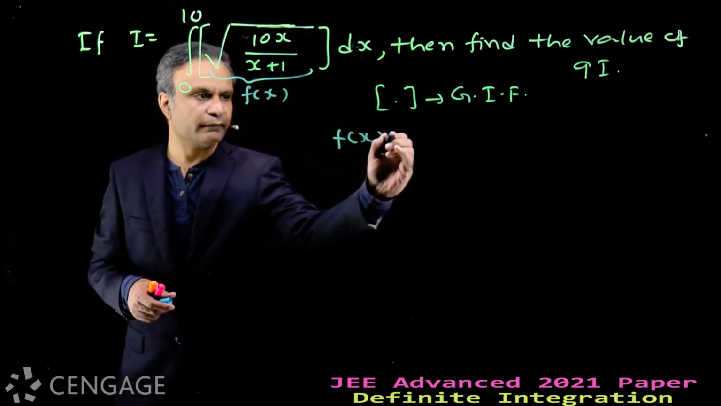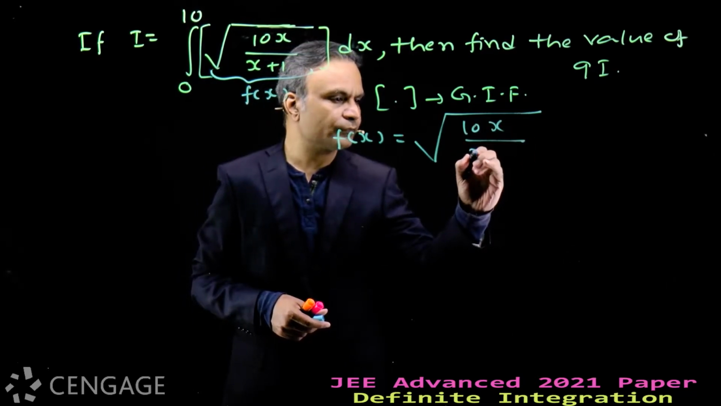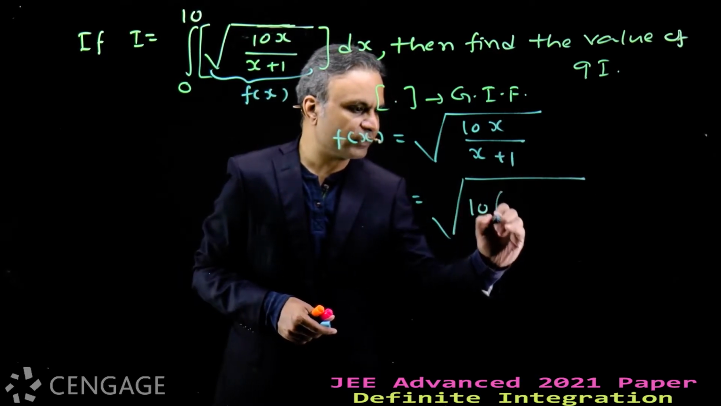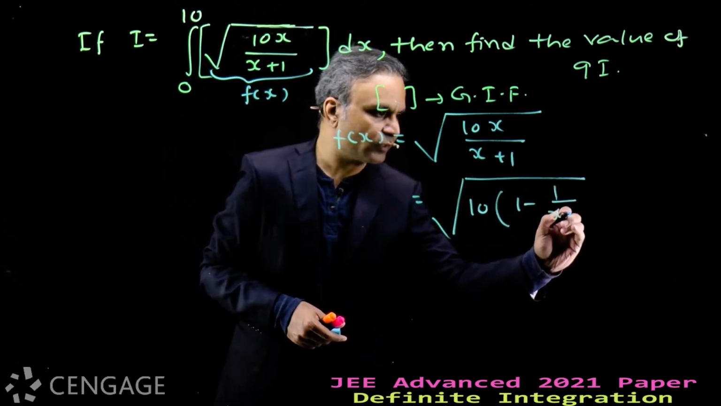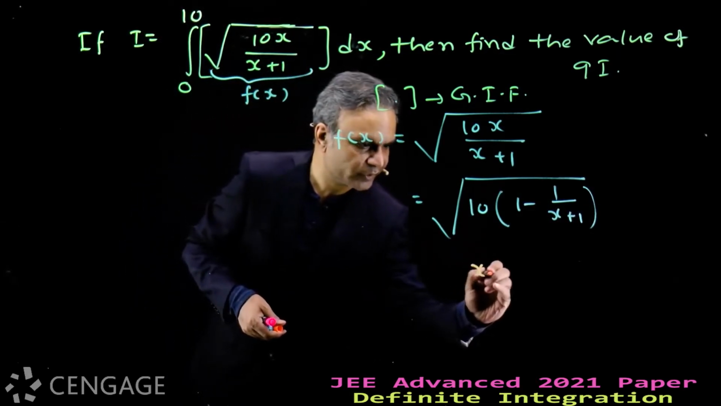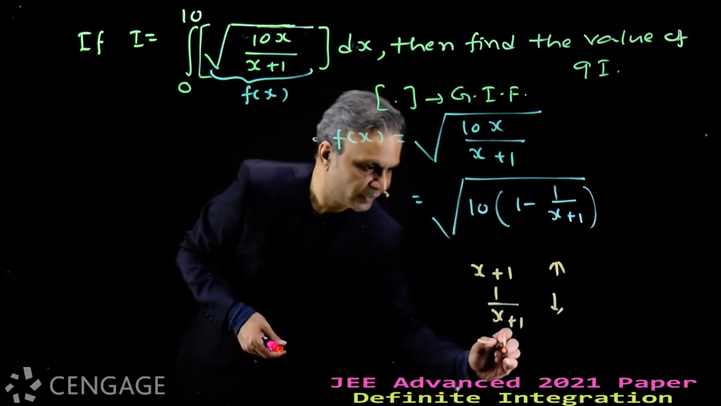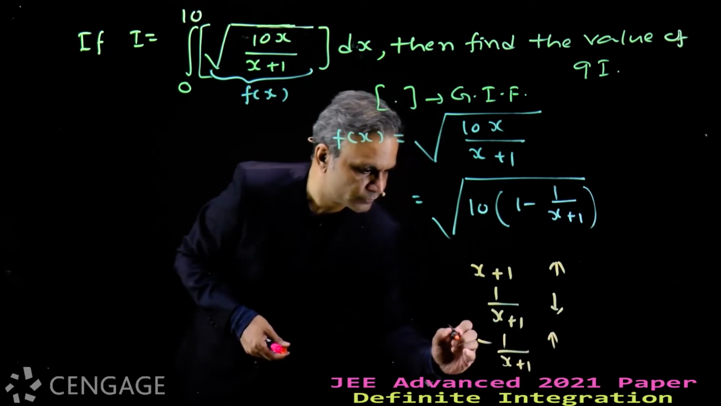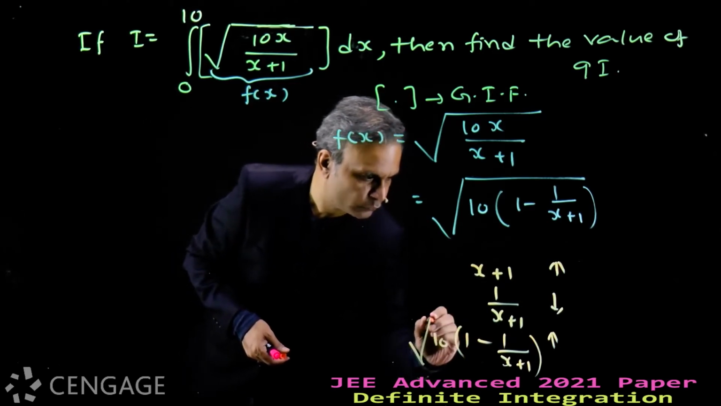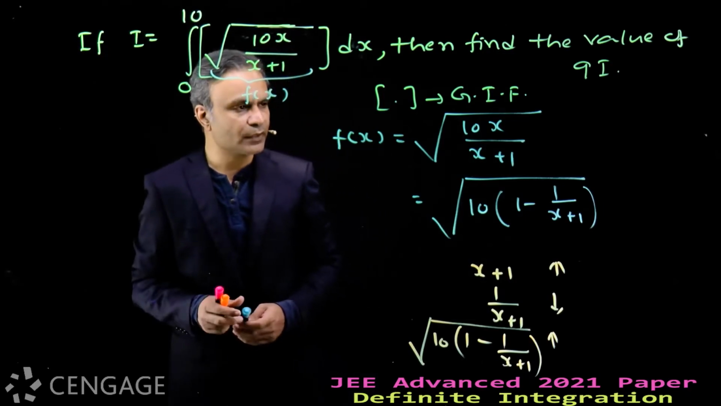We have f x is equal to square root of 10x over x plus 1. We can write like this, square root of 10 multiplied by 1 minus 1 over x plus 1. We first check the nature of function. We start with x plus 1. In any interval this function is an increasing function, so 1 over x plus 1 will be decreasing function, minus 1 over x plus 1 will be an increasing function, so 1 minus this and hence 10 into this, and hence square root of this will be an increasing function. So function f x is an increasing function.